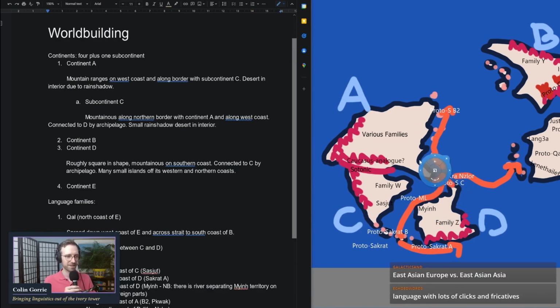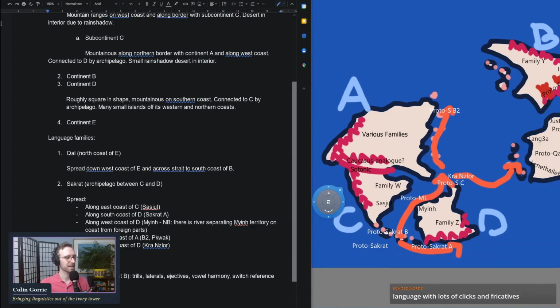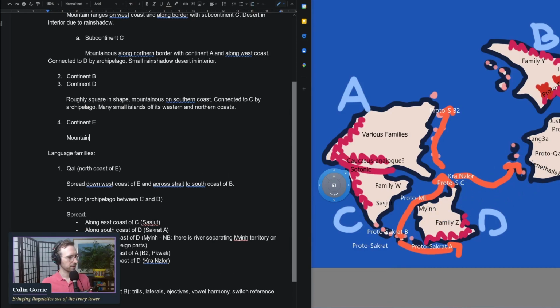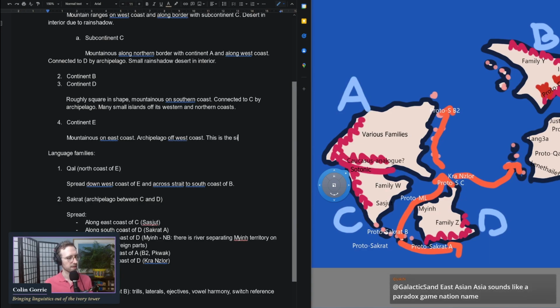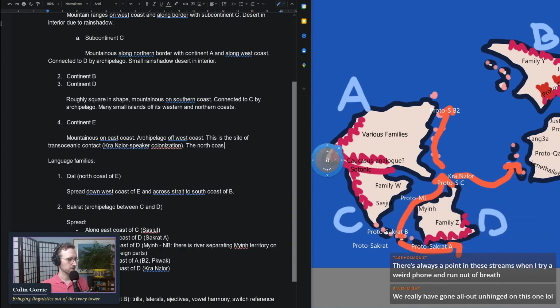Look at the time. We are running out of time today. Let's make sure we've got everything we've decided on here. We have continent E, mountainous on east coast, archipelago off west coast. This is the site of Kranslor speaker colonization.